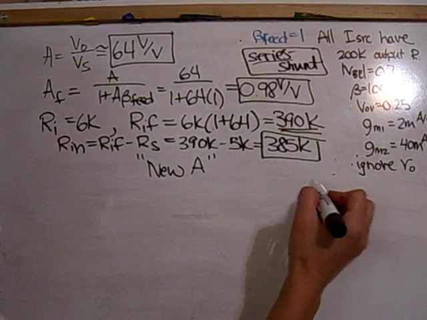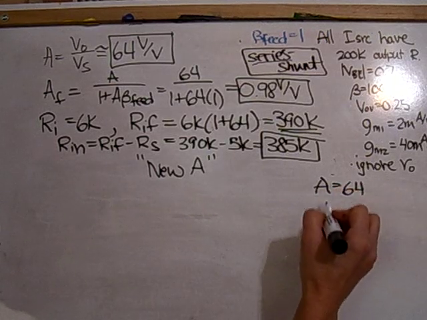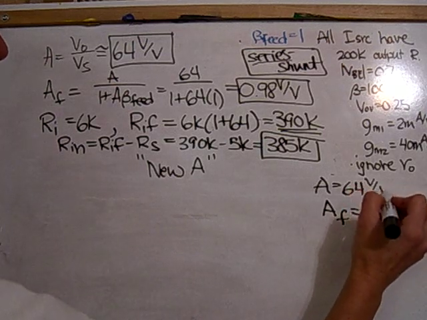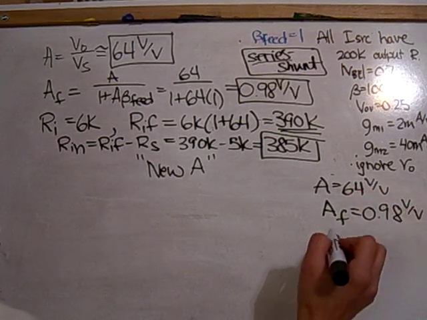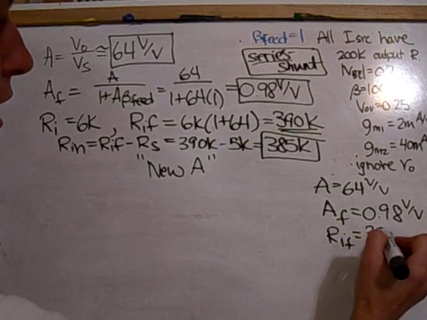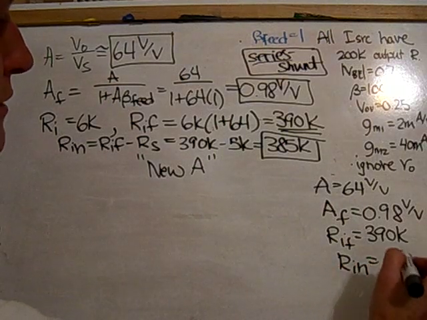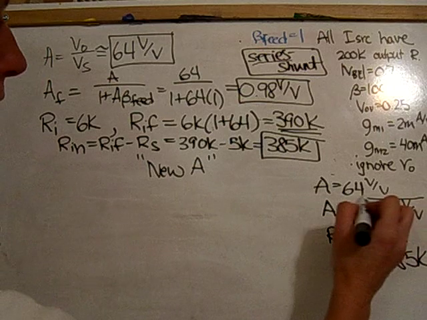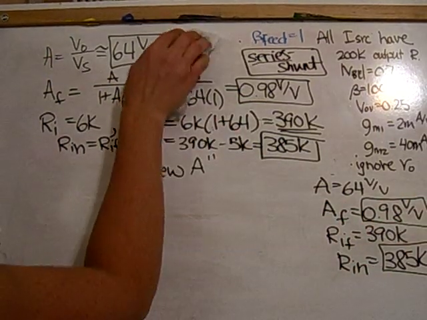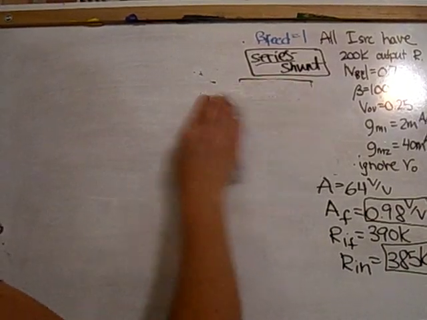So my actual values, I'm going to just note them down here as I go. A was 64. AF is 0.98. Those are volts per volt. RIF is 390K, and RN is 385K. So these are the values you actually are going to use. And the last one was RO.